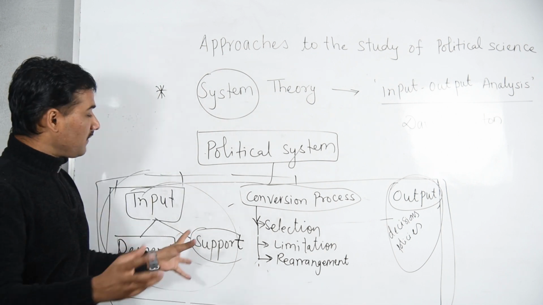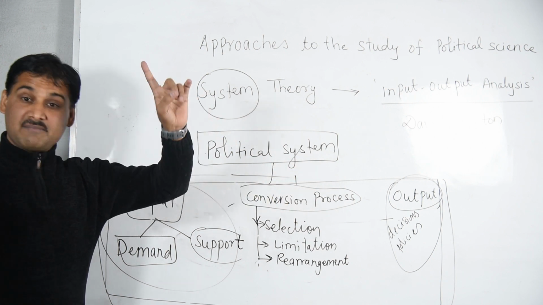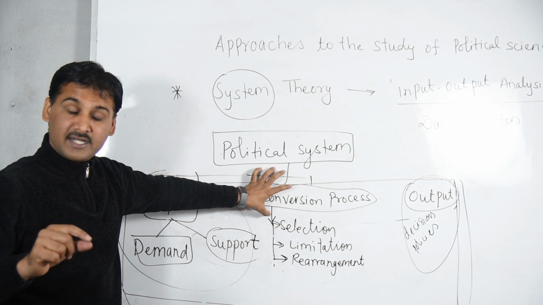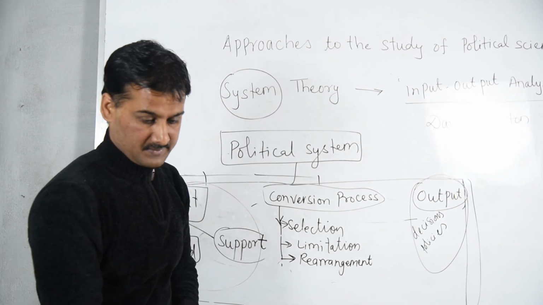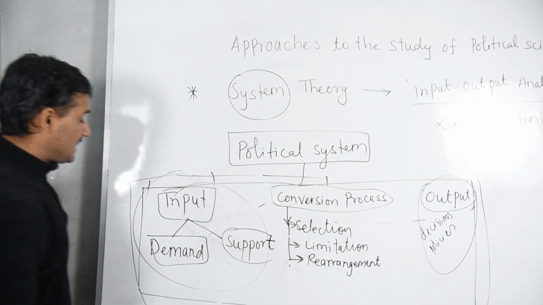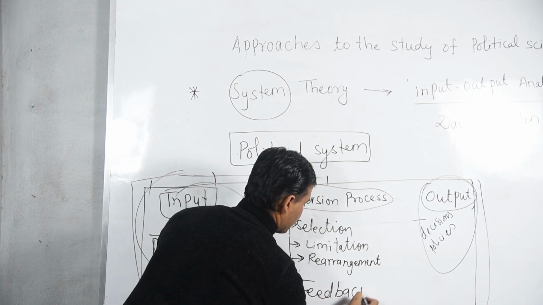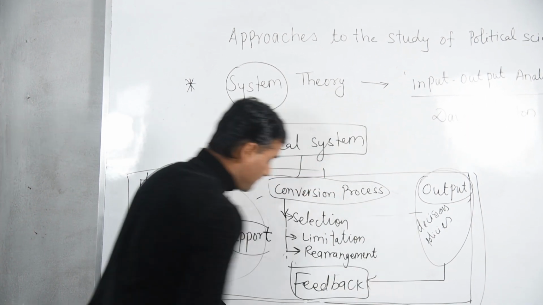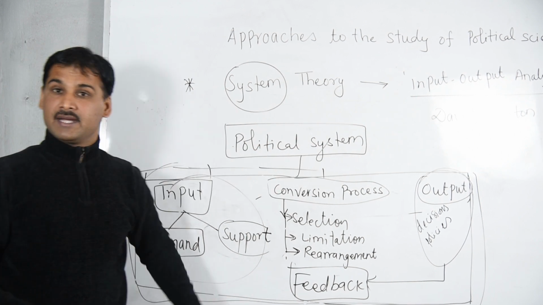The main objective of the outputs, as I have already mentioned, is that the political system needs to survive, and in order to survive, it must act and function. So this is another important aspect: there is feedback. The feedback is another important component of this input-output analysis by David Easton.